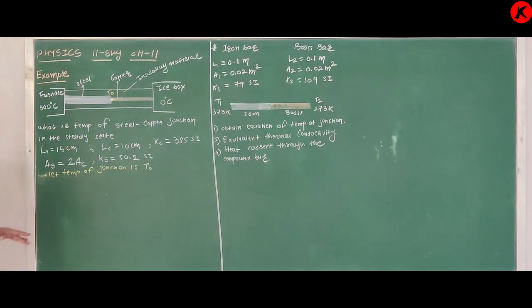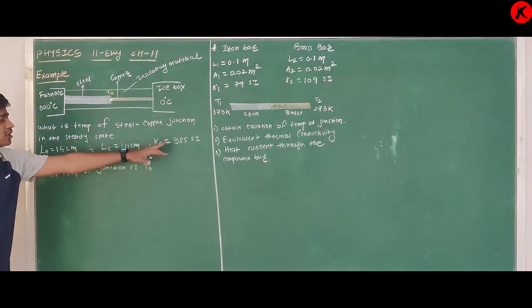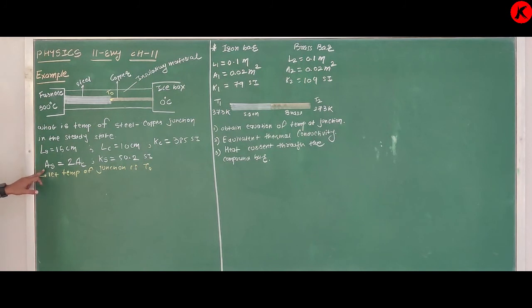You are given the data: LS, the length of the steel wire, is 15 centimeter, the length of the copper wire is 10 centimeter, the thermal conductivity of copper is 385 SI, the area of cross section of steel is twice the area of cross section of copper, and the thermal conductivity of steel is 50.2 SI. You have to find the temperature.